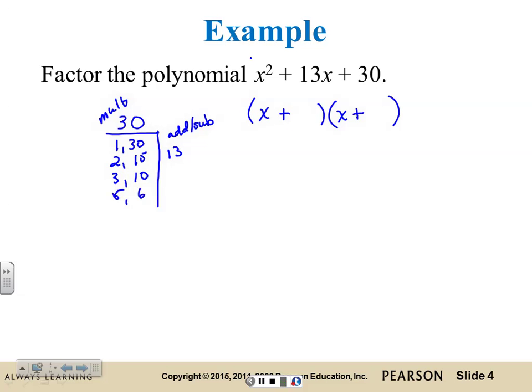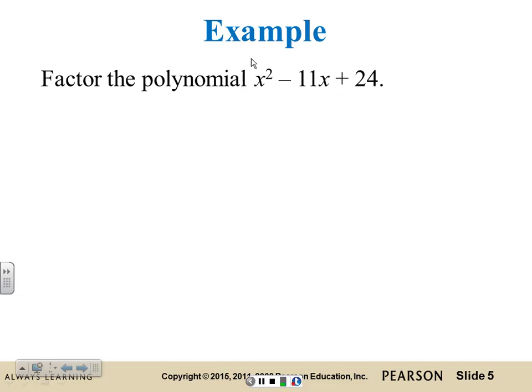Now, with all of the pairs that you can multiply together to get 30, there's only one pair that will add together to give you 13, and that's this pair here. And so that's going to be 3 and 10. And that's how you factor a trinomial where your leading coefficient is 1.